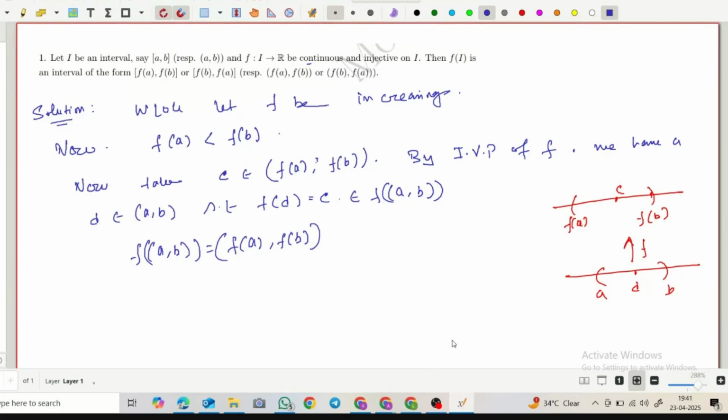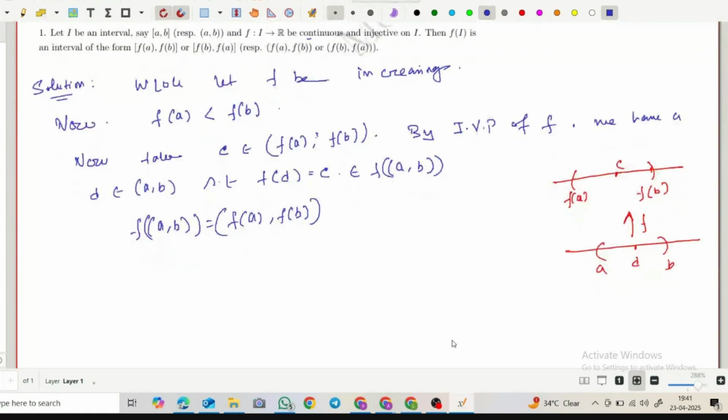Feel free to ask questions. Every question, every query will be entertained. And similarly, you can prove for the closed cases. And if it is decreasing, then f(b) and f(a) will just swap places. Okay.